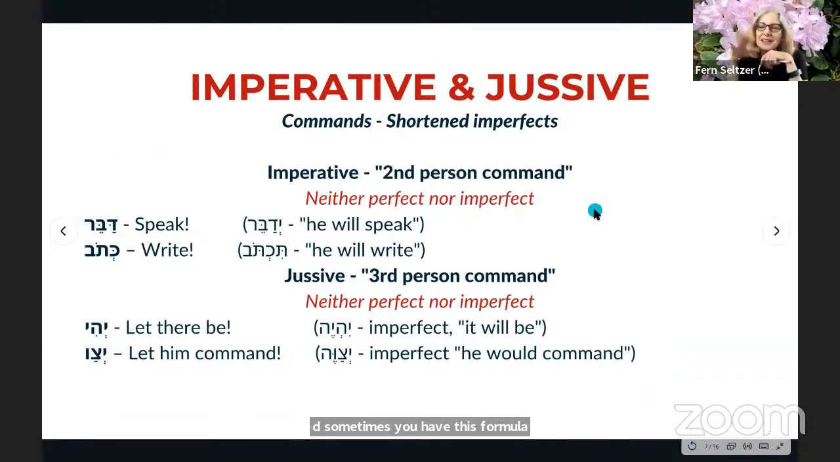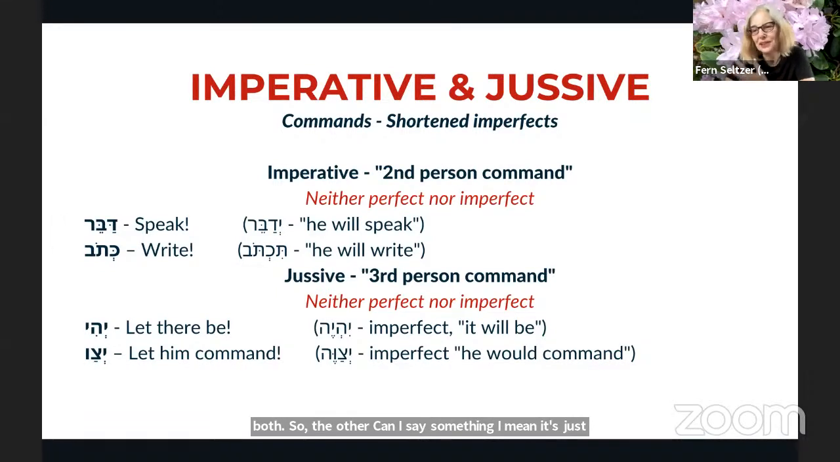So can I say something? I mean, it's just stylistically not very good to have the same verb twice in one sentence. I mean, he spoke and then he spoke. Unless you're going for that repetition, you try to find another word that will work for you.